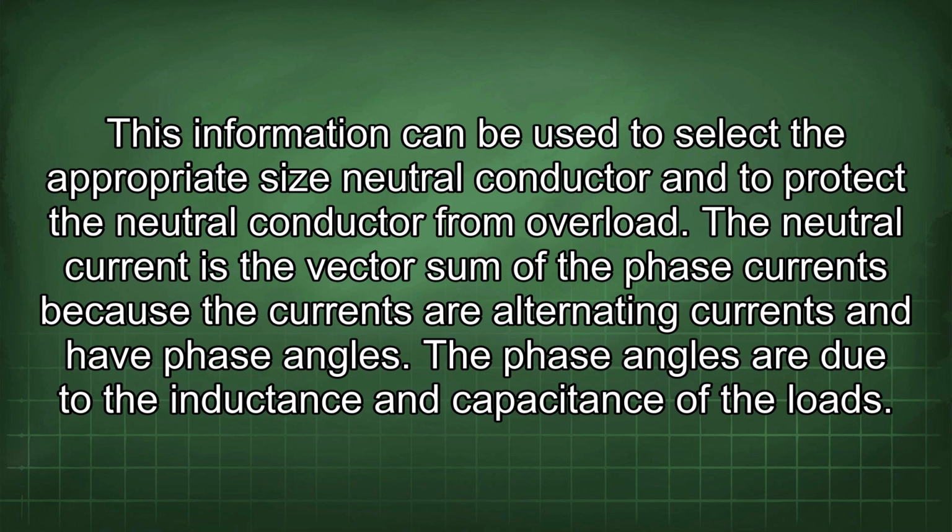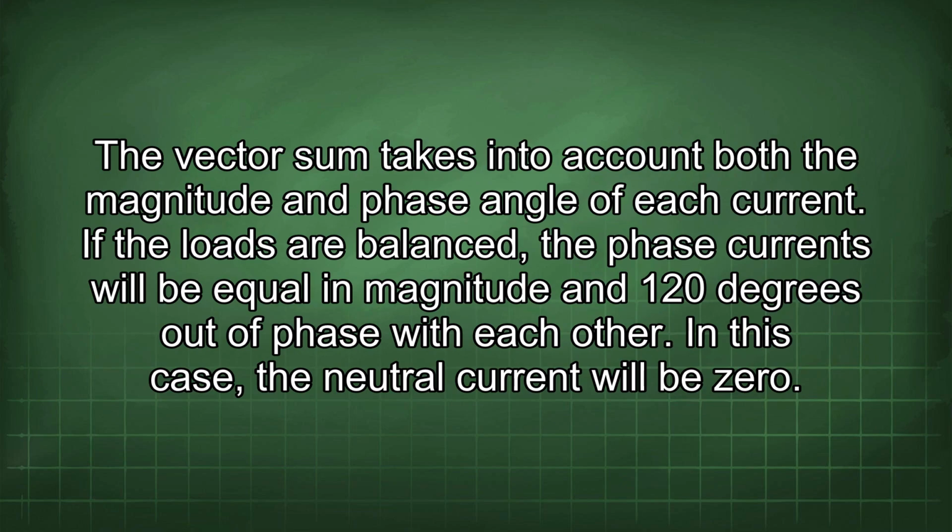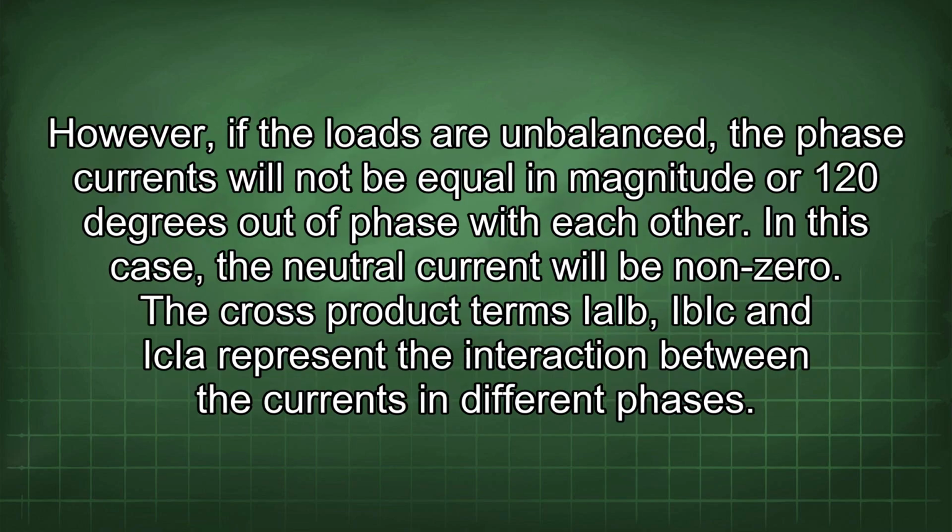The neutral current is the vector sum of the phase currents because the currents are alternating currents and have phase angles. The phase angles are due to the inductance and capacitance of the loads. The vector sum takes into account both the magnitude and phase angle of each current. If the loads are balanced, the phase currents will be equal in magnitude and 120 degrees out of phase with each other. In this case, the neutral current will be 0. However, if the loads are unbalanced, the phase currents will not be equal in magnitude or 120 degrees out of phase with each other. In this case, the neutral current will be non-zero.